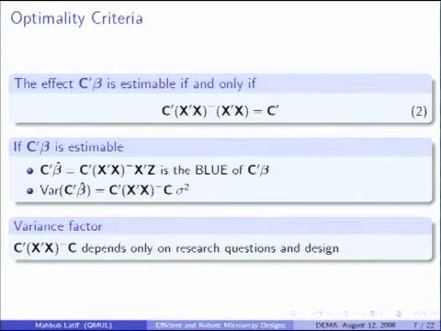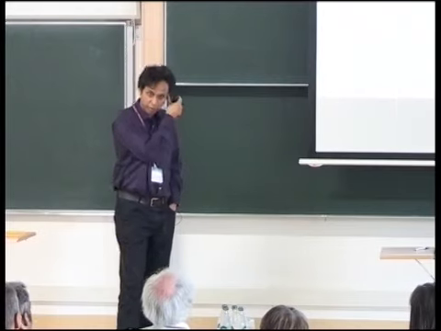So an effect of interest C transpose beta is estimable. A necessary and sufficient condition is it should satisfy equation 2. If the effect of interest is estimable, then usual least square theory can be used to estimate it, and the corresponding variance expression has 2 parts. The first part, C transpose X, G inverse of X transpose X and C, this is called variance factor, and the second is the known sigma square.